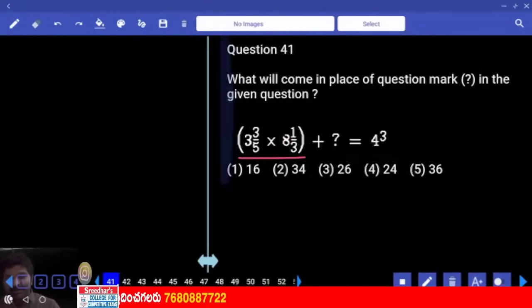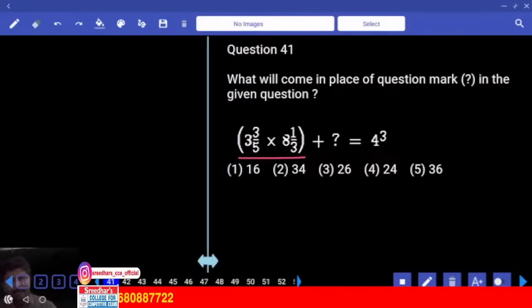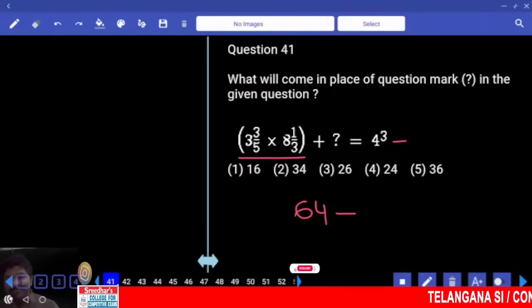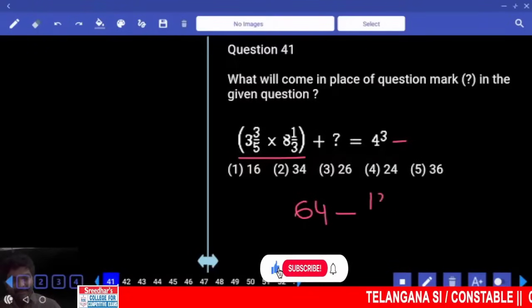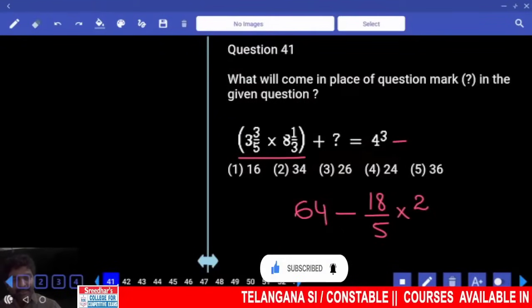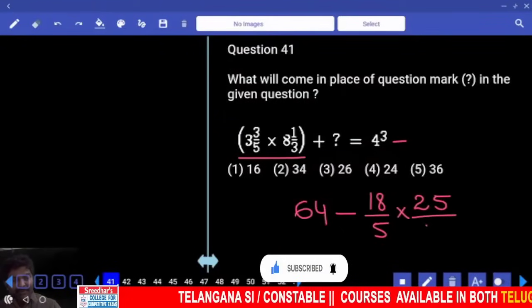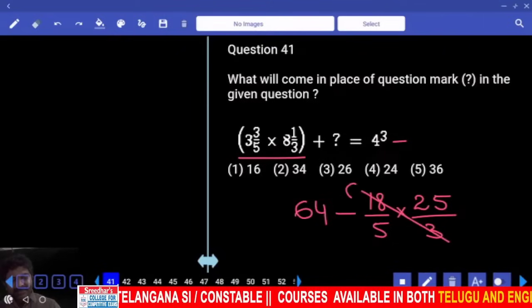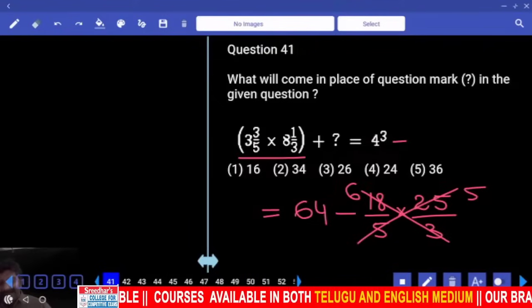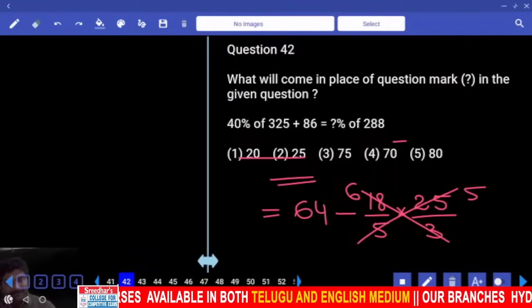Right. This number goes to the other side. Becomes minus. Right hand side already 4 cube. Minus 3 by 5. 18 by 5 into 8 1 by 3. 25 by 3. 6 times. 5 times. 64 minus 30. 34.